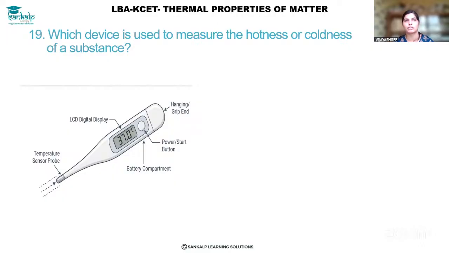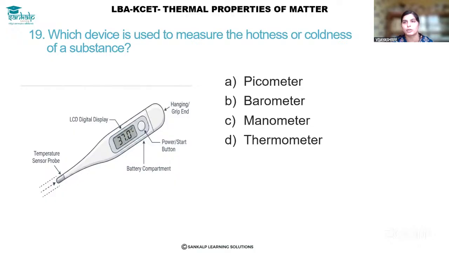Let us see question number 19. Which device is used to measure the hotness or coldness of a substance? It is a direct question. Let us see the options. Option A picometer, option B barometer, option C manometer, option D thermometer. The answer will be thermometer, but let us understand each option.